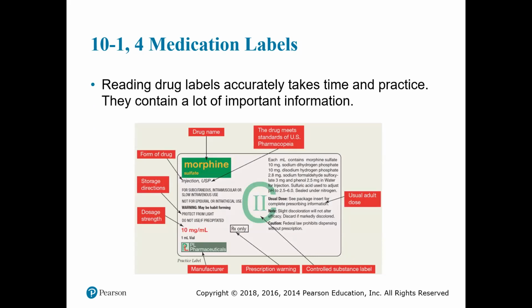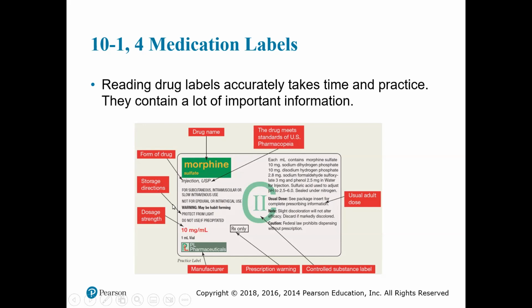So here you have one example. And again, not every example in the book is going to have every single part to it, but this one does have a lot of it. So you can kind of take a look through here. We see up here in the top where it says morphine in green, morphine sulfate. That is the drug name. So that's the generic drug name. And then under that, you do see injection. So that is the form of the drug. So that drug would be injected. When you see USP, you're stating that it does meet US standards.